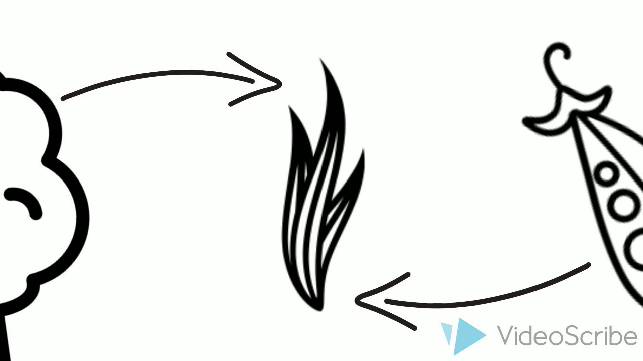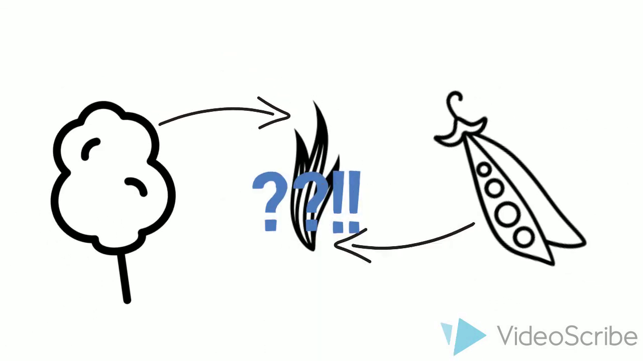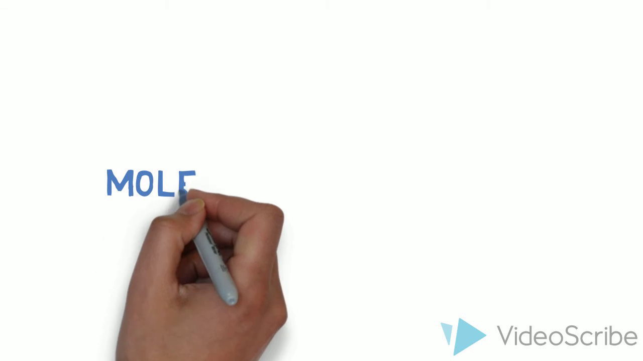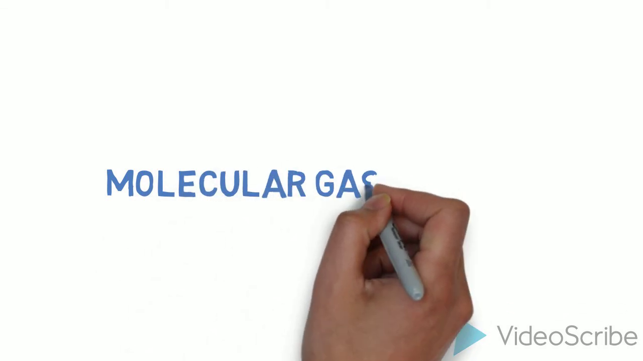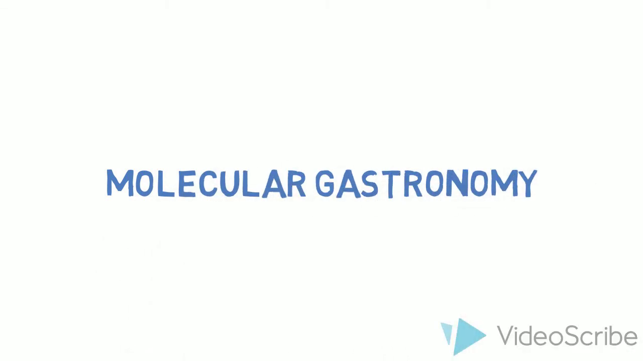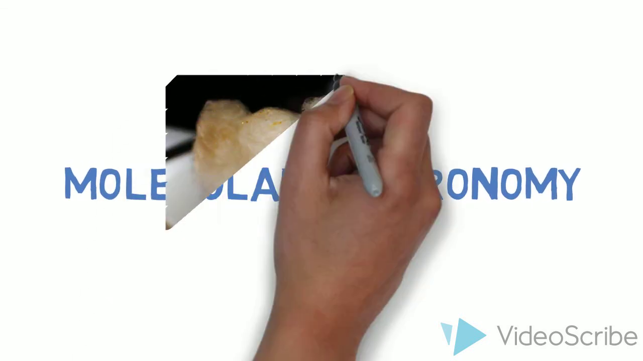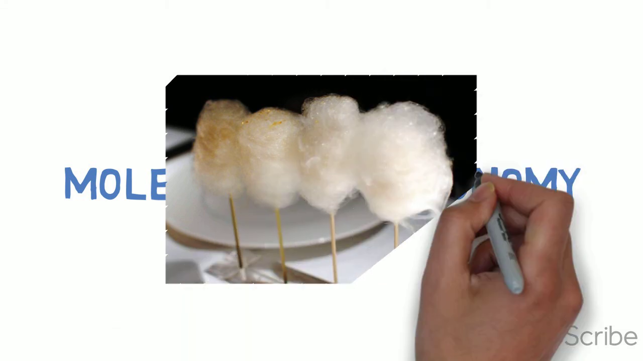Whoa. We're getting ahead of ourselves. Let's back up for a second. The real hero here is the field of culinary science called molecular gastronomy. Essentially, molecular gastronomy combines physical chemistry and cooking to create new innovative dishes from familiar ingredients. Cotton candy is one of the first popular examples of molecular gastronomy.